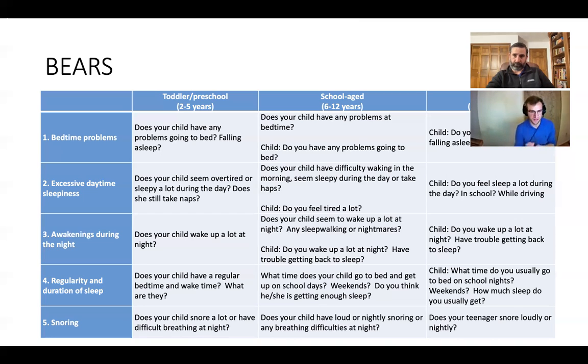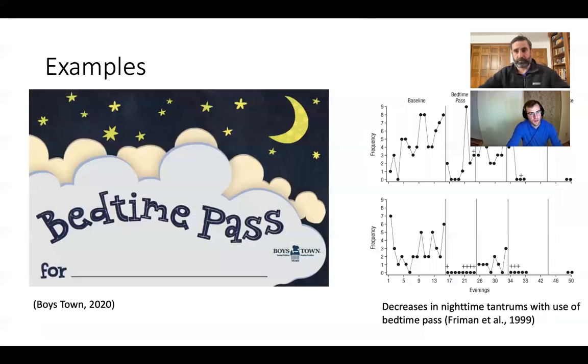But yeah, we look at other things like, do they seem overtired or sleepy throughout the day? Is there any sleepwalking or nightmares, or other ways that they're getting up throughout the night? Looking at the time that they go to bed and the length of time. And then if there's any sort of sleep apnea type issues with snoring and difficulty breathing at night.